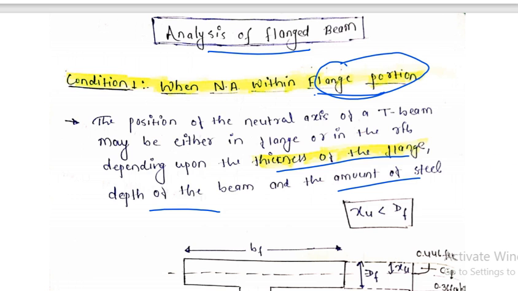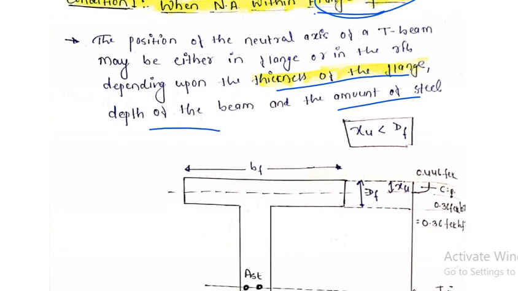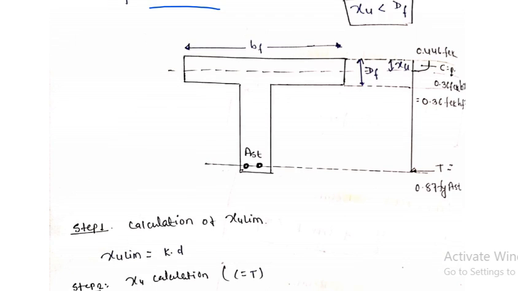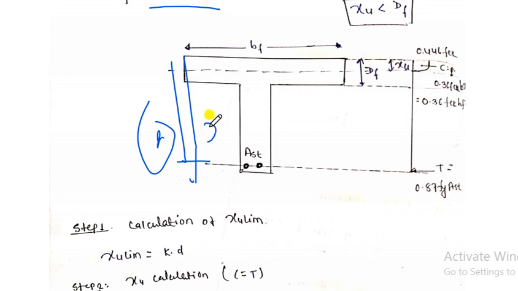Here in condition 1 we have assumed that the neutral axis is within the flanged portion. My dear friends, this is the T-section I have taken, and I have inserted reinforcement steel bars, Ast, or as per the requirement. From here to here is d, that is the effective depth. From top to bottom is D, that is the gross depth or overall depth.